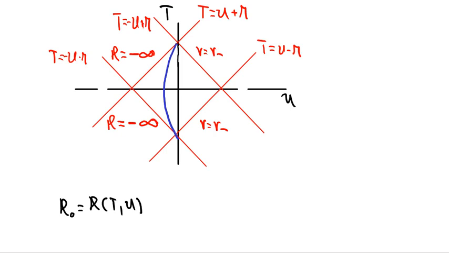And as happened in the Schwarzschild case, this graph corresponds to the set of points in which R is equal to 0. Small r is equal to 0. Okay.